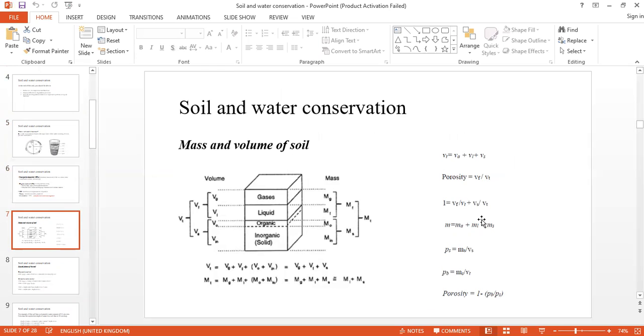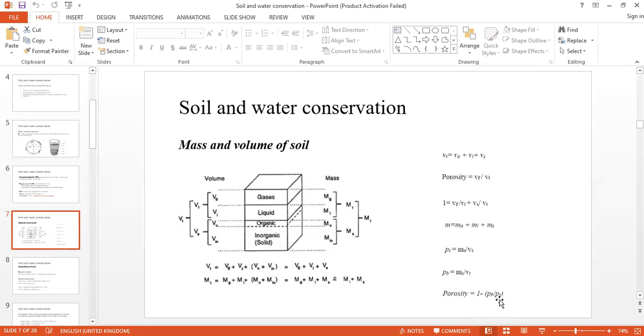Or if you are given this porosity, what is the bulk density? So you just relate to these ones. Then also maybe you are given a dry soil and also its volume. What is the bulk density? Or if you're given a dry soil and the volume, then maybe you ask what is its porosity.